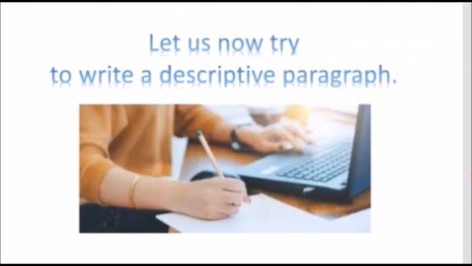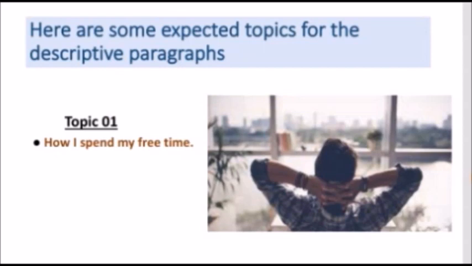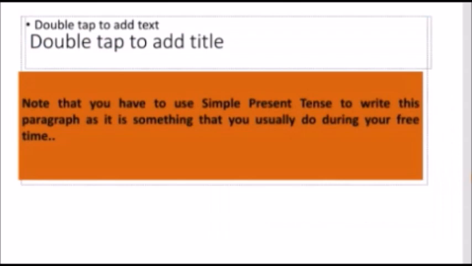Okay, children, let us now begin to write a descriptive paragraph. We have selected one topic to write our descriptive paragraph. Can you read it? How I spend my free time. Think of different things you do during your free time. It is important to note, children, that you need to select the correct tense to start your writing. Since you are writing of something that you usually do, you need to use simple present tense.